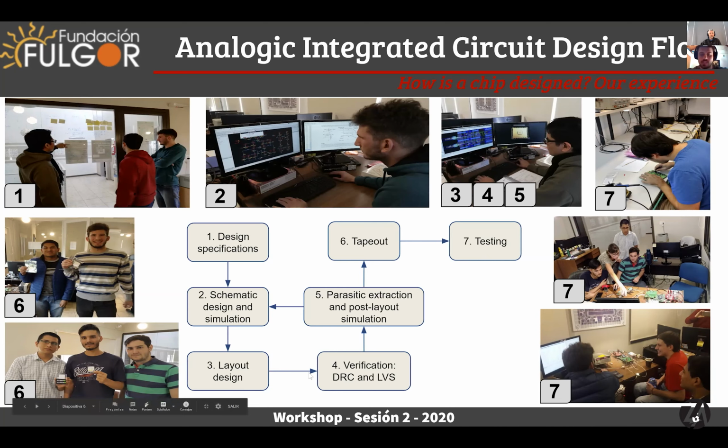Once the layout is done, we run some verifications. These are DRC and LVS verifications to check that the schematic and layout are the same. And if everything is okay, we run a parasitic extraction to get mainly parasitic resistance and capacities that are around, and we simulate again with this new netlist with all the parasitics.